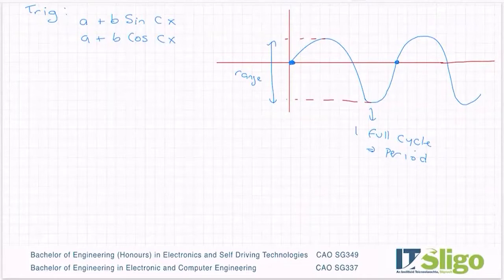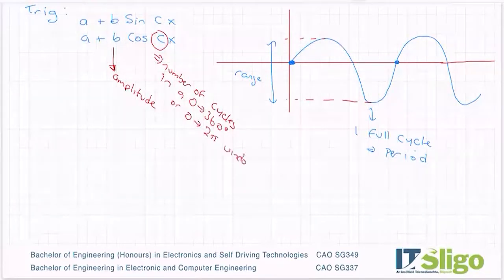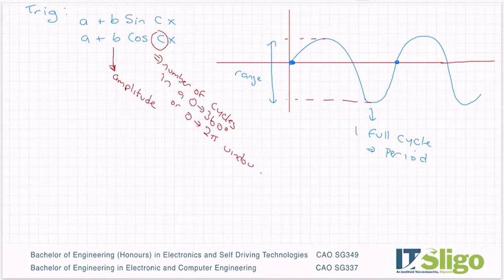So how does it tie into these? Well, this letter B here is your amplitude, which will give you your range. This number C here is the number of cycles in a 0 to 360 degree window, or 0 to 2 pi window. When we're considering a sine wave, as you probably know, there's 360 degrees in an entire rotation.